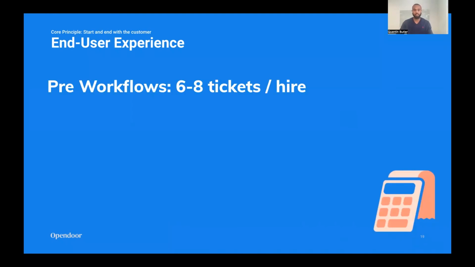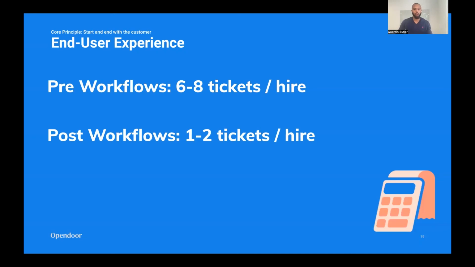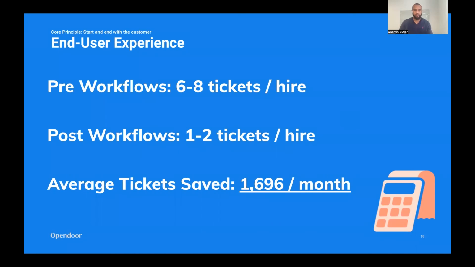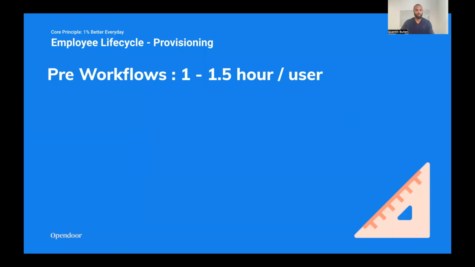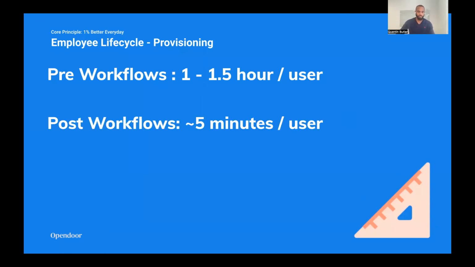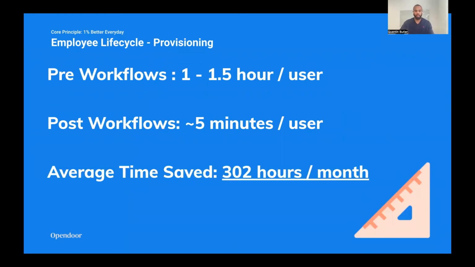Pre-workflows, we had 6 to 8 tickets per hire. Post-workflows, we have 1 to 2 tickets per hire. Average ticket savings is 1,696 a month, depending on the hiring forecast. So let's talk about provisioning. Pre-workflows, it took roughly 1 to 1.5 hours for onboarding and offboarding a user. Post-workflows, it now takes only 5 minutes per user. Average time saved, depending on the hiring forecast, is 302 hours per month, which is pretty impressive.